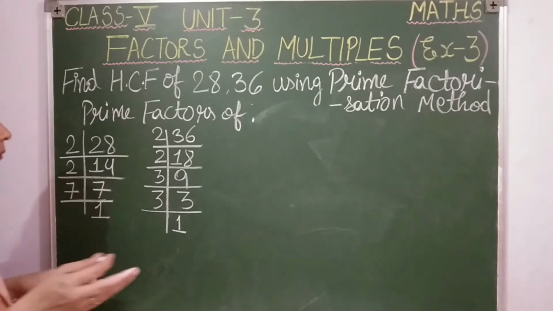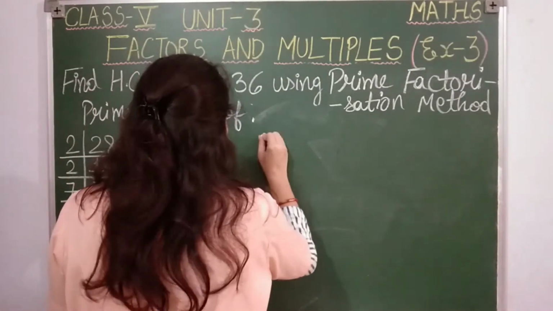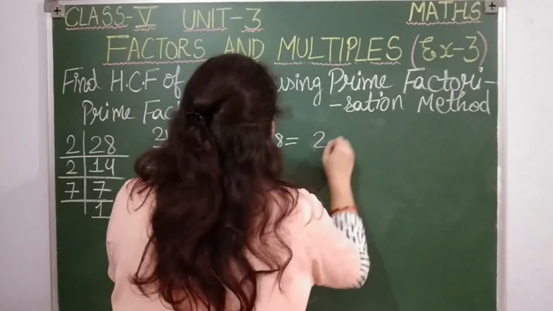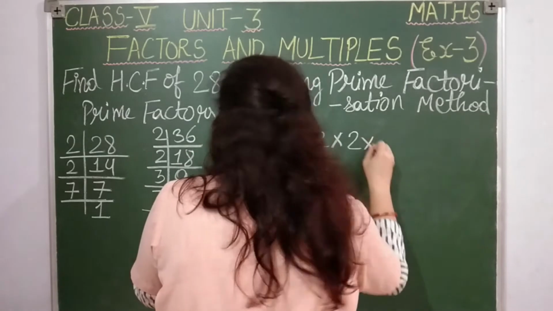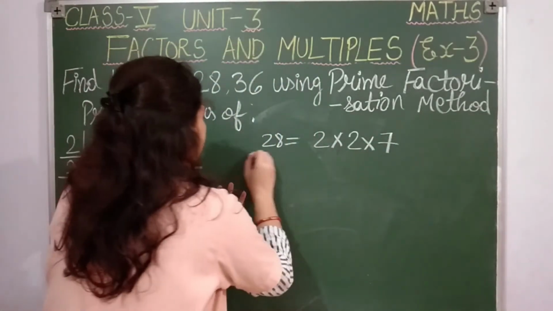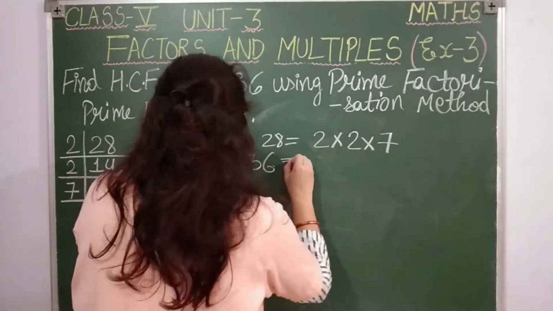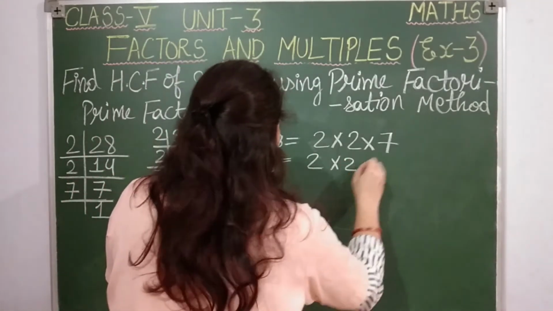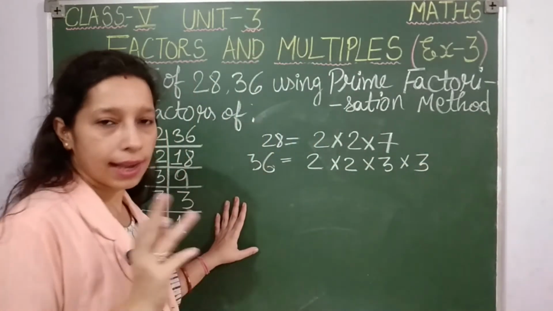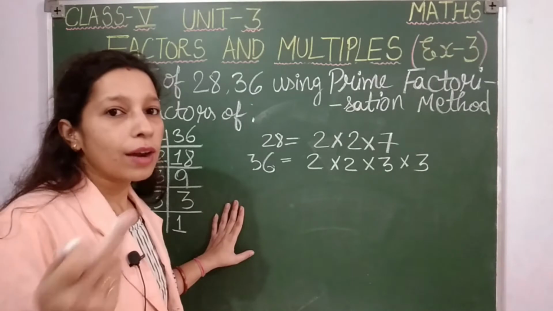Now let us find, look here, now I will write it as prime factors of 28 is equals to 2 multiplied by 2 multiplied by 7. Okay students, simply I am writing the prime factors. For 36 I will write as 2 multiplied by 2 multiplied by 3 multiplied by 3. Okay, clear?